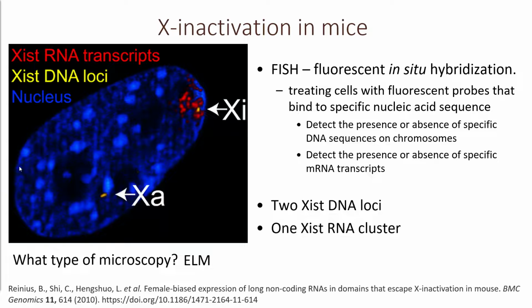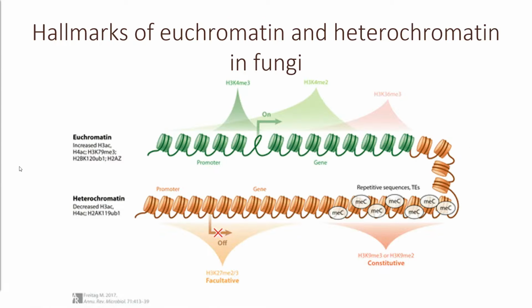Xist RNA recruits many other chromatin modifying enzymes, and together these two processes result in the formation of heterochromatin and X inactivation. I'm sharing this with you as a reminder that depending on the organism, RNA can actually play a really important role in the chromatin structure. And in this case, RNA is playing a role in heterochromatin formation in female mice.